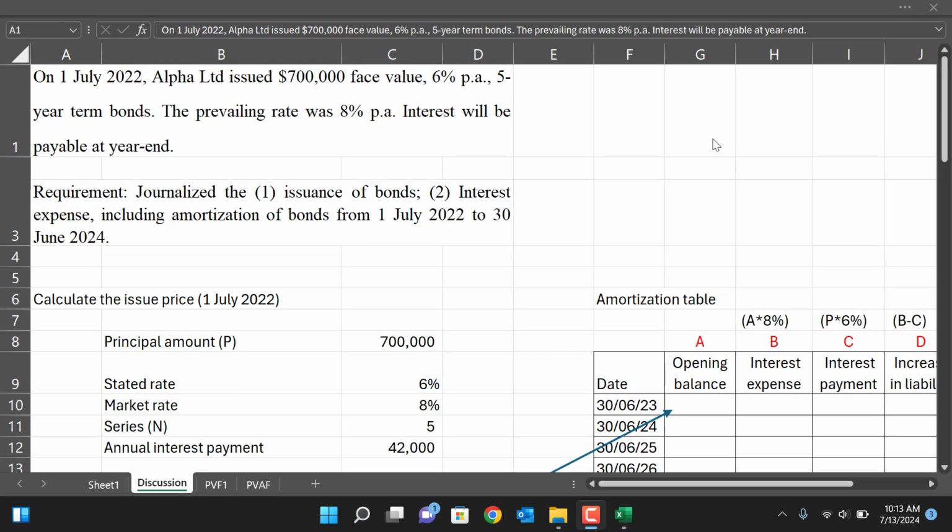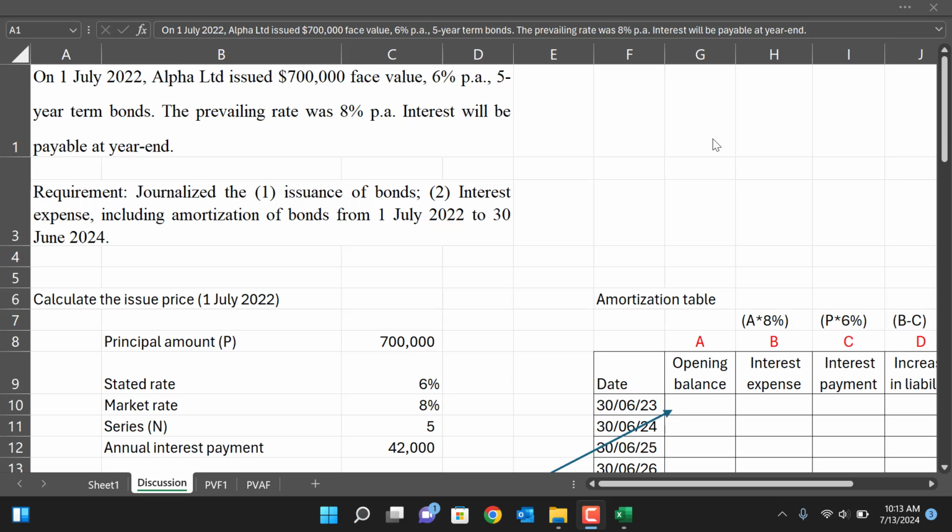All right, so welcome to our recorded tutorial session. This talks about debentures. Okay, so we have a sample problem here and we will try to journalize it and we will have to prepare an amortization table for debentures. Okay, so let's go through.